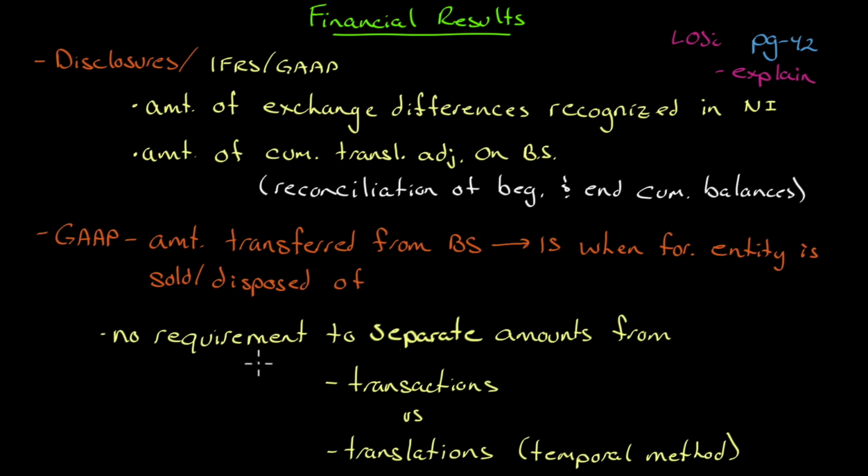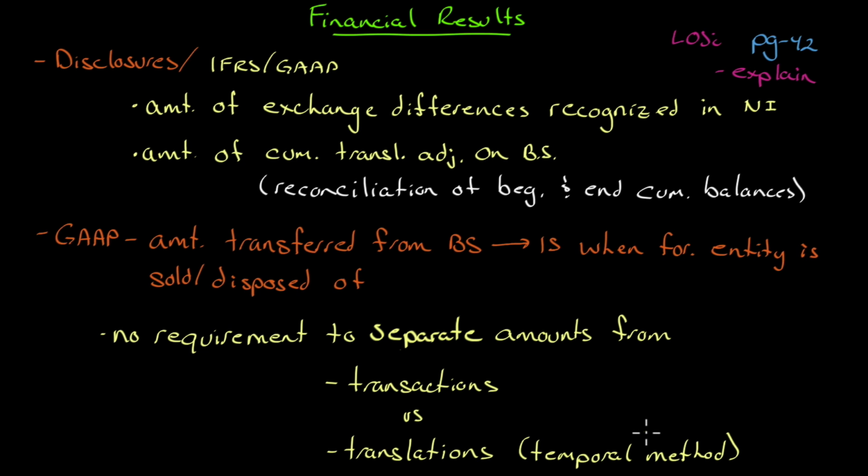There is no requirement, and this kind of makes it a little bit difficult sometimes. There's no requirement to separate amounts from transaction gains and losses. Remember, we saw this at the opening of the chapter. We dealt with transaction gains and losses versus translation gains and losses. Now, only the temporal method would matter, because if we're using the current rate method, the translation gain or losses in the equity section on the balance sheet, we can see that. Any transaction gain or losses on the income statement, it's separate. What hits the income statement? Only the translation gain or loss using a temporal method.